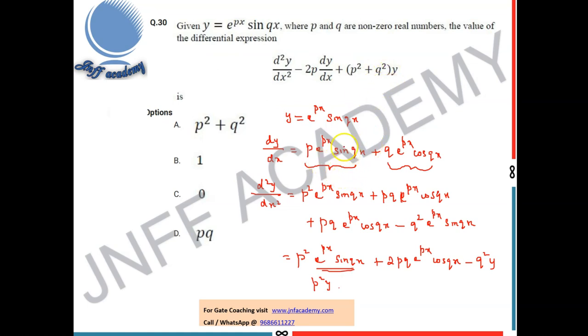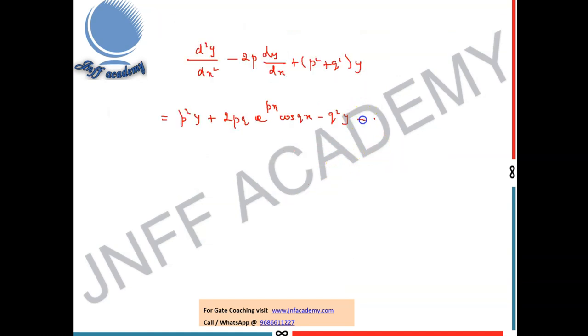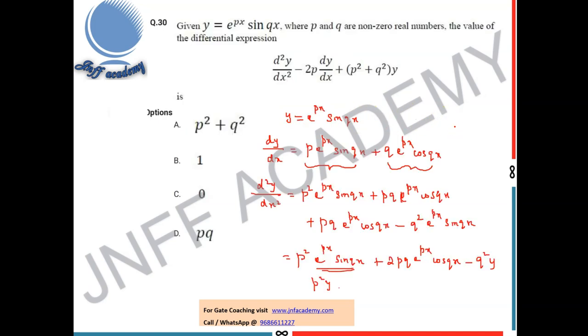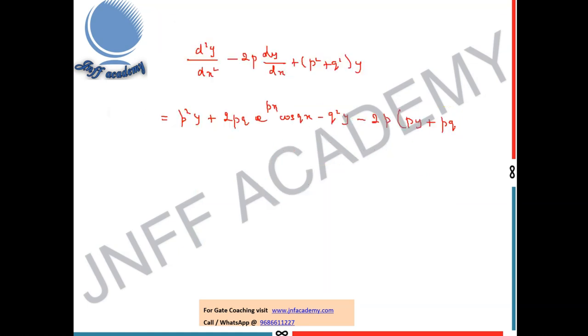dy by dx is, this is y, py, correct? Yes, py. So minus 2p into py plus q, q only, not pq, q e power px cos qx. Now plus p square plus q square into y. Okay. Now you should multiply inside. This will become 2p square y. This will become 2pq e power px cos qx, that is minus, this is plus. So these two terms are cancelled.